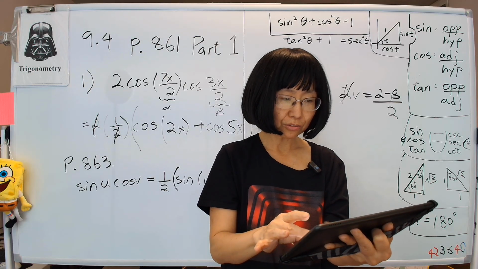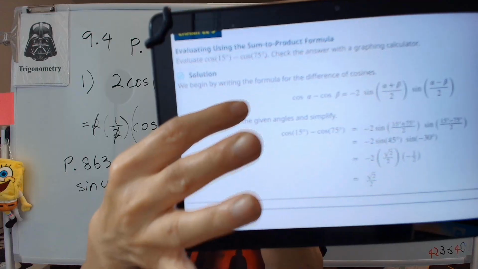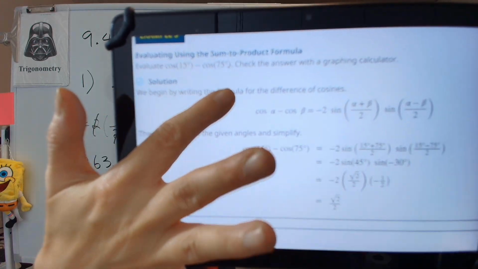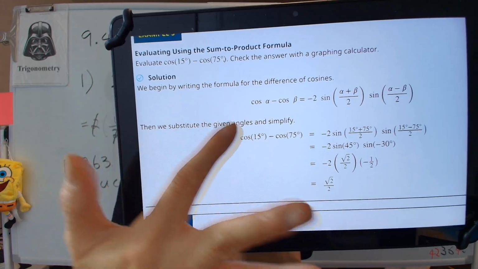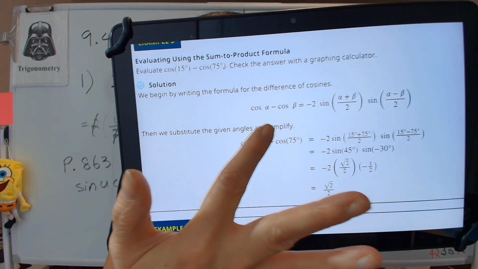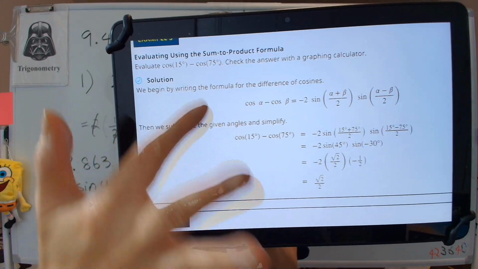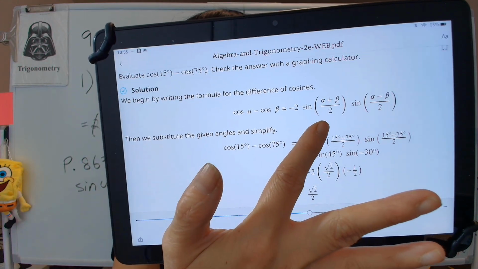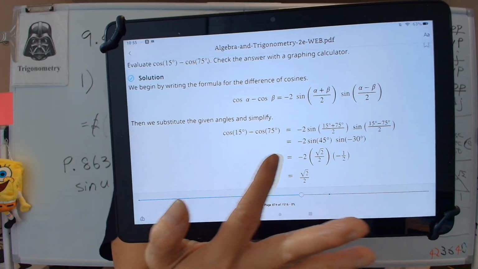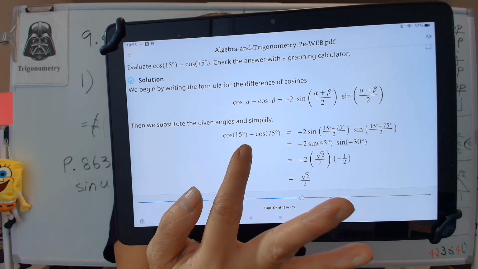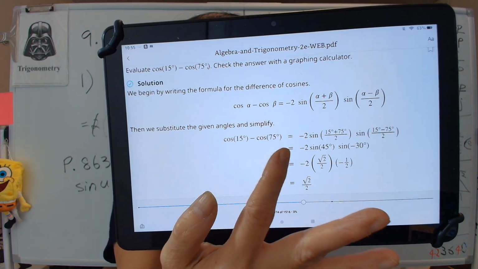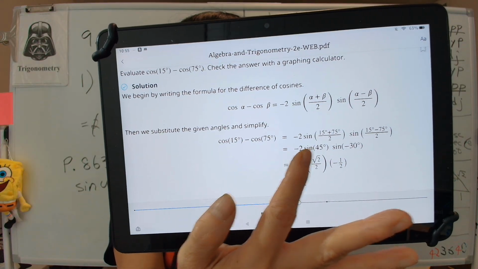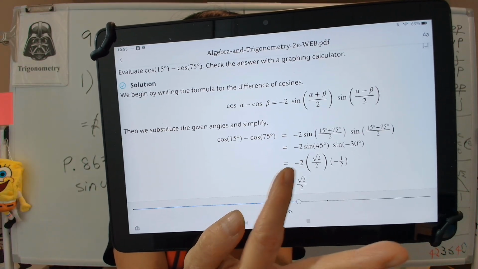So what we're going to do is, here's a difference of cosines. The first thing we do is look at the 8 formulas that we just looked at and pick the one that looks right. Yes, this is the format of the difference of cosines, and that is what it's supposed to be. Okay, so then we just plug the stuff in. Alpha is what? 15 degrees. Beta is 75. Plug everything in here, and stuff comes out.